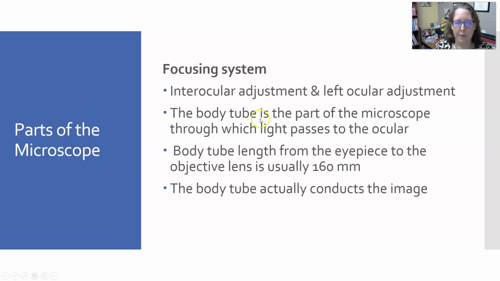So then the body tube is a part of the microscope through which the light passes to the ocular, and the body tube length from the eyepiece to the objective lens is usually 160 millimeters. And the body tube is what actually conducts the image.